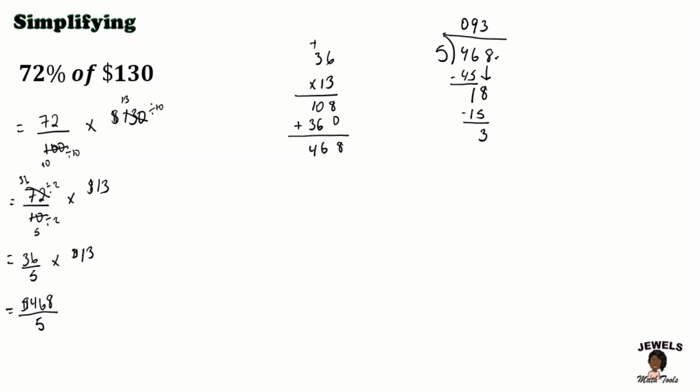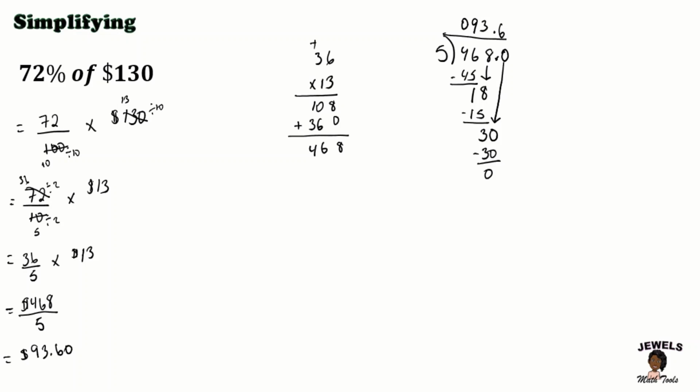We're going to add in our decimal point, add our 0, remembering that we have an infinite amount of zeros behind our decimal point. So 5 goes into 30 6 times. 5 times 6 is 30, and 30 subtract 30 is 0. And remember again that we're dealing with money, so 93.6 is actually $93.60. Okay, so there you have it.